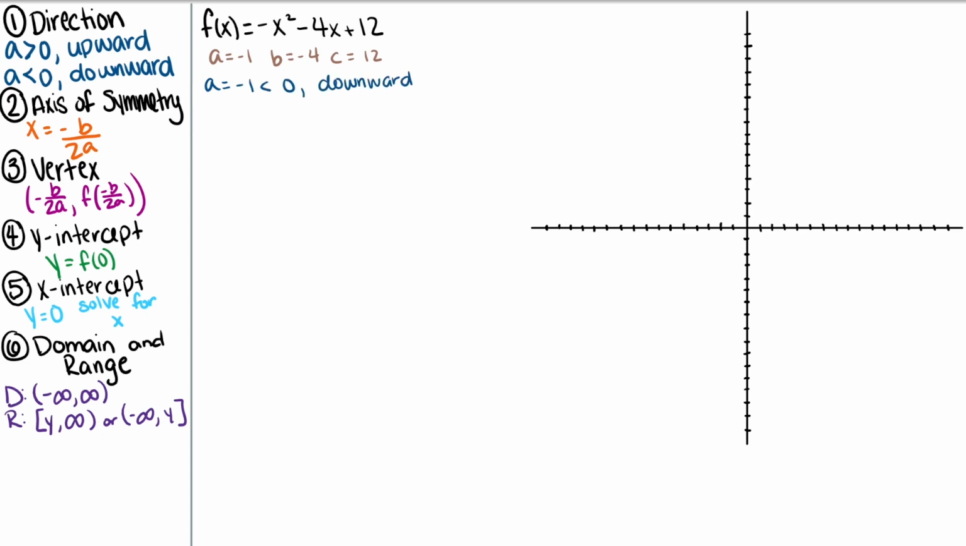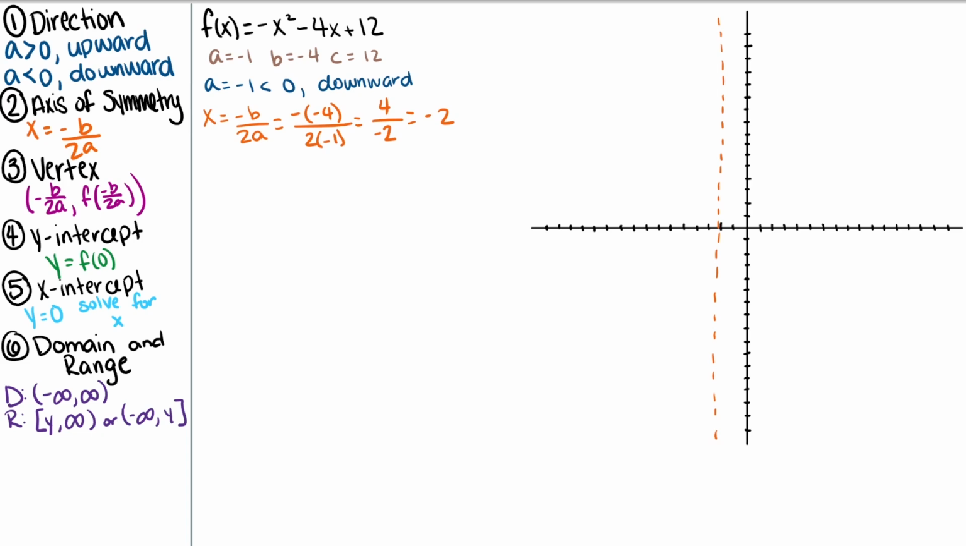For our axis of symmetry, we will use x equals negative b over 2a. So that means x is equal to negative 4 over 2 times negative 1. Which is positive 4 over negative 2, which is equal to negative 2. So our axis of symmetry is at x equals negative 2.